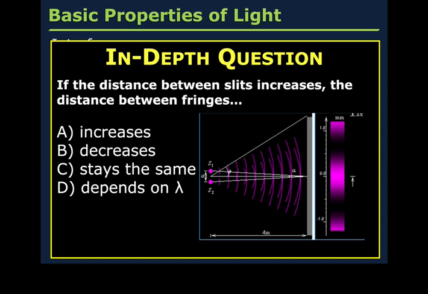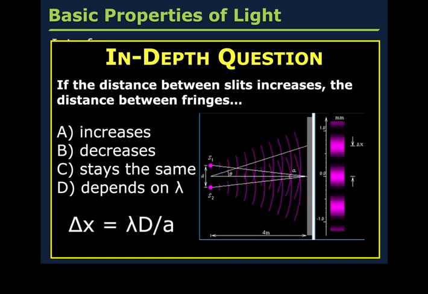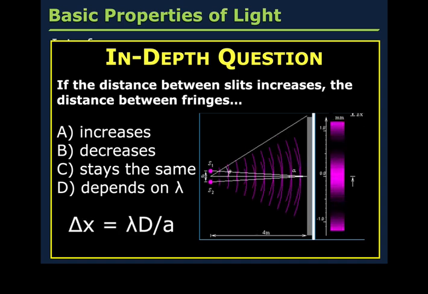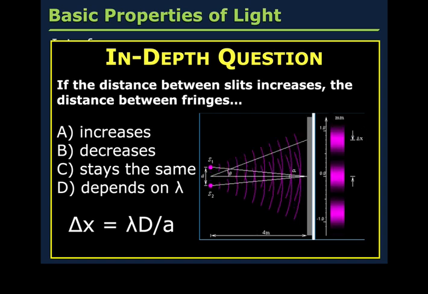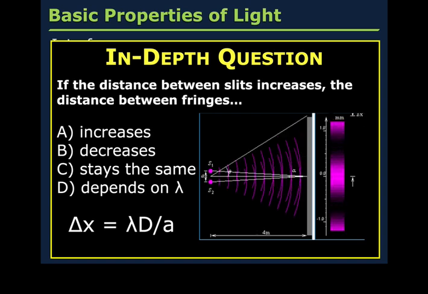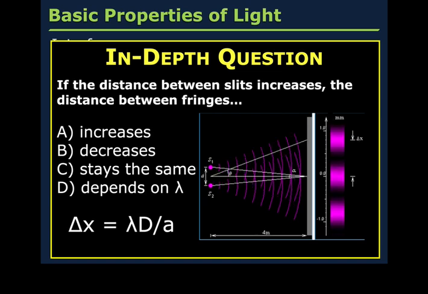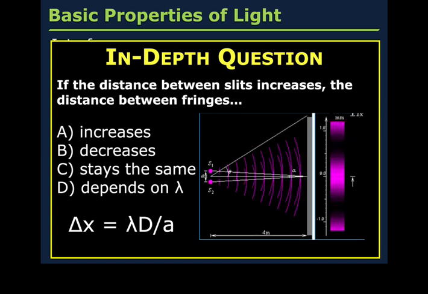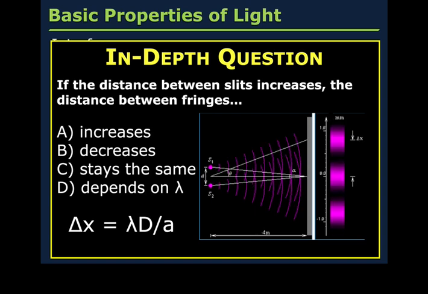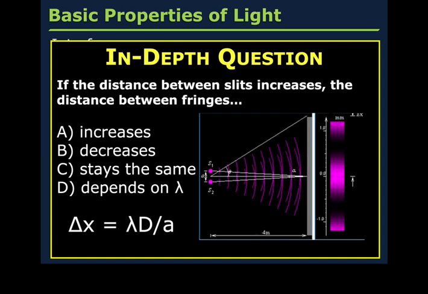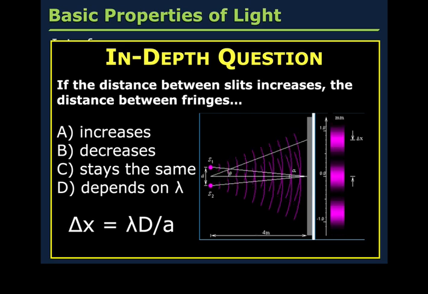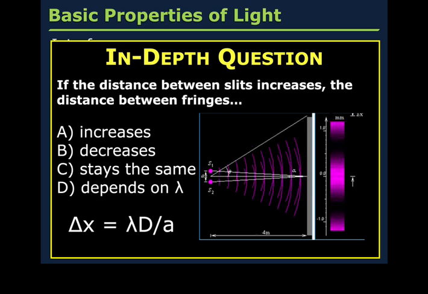So this winds up coming out to this equation. Delta x, so the distance between fringes, is equal to the wavelength of the light times the distance, so how far we are from the slits to the image, and then this is all over A, so the distance between the slits. So you can see that wavelength is in here, but wavelength isn't going to change the fact that as you move the slits farther apart, the distance between the fringes is going to decrease.